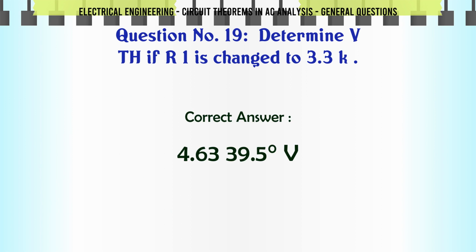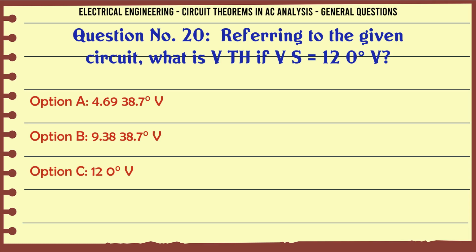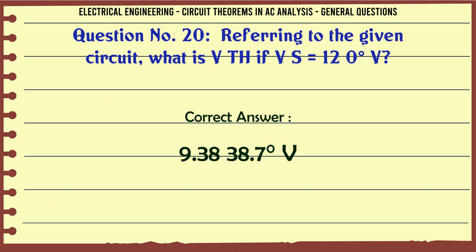Referring to the given circuit, what is Vth if Vs is 12 V? A: 4.69 V. B: 9.38 V. C: 12 V. D: 60 V. The correct answer is 9.38 V.